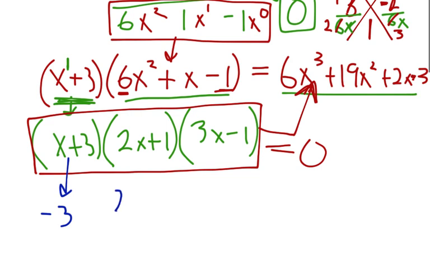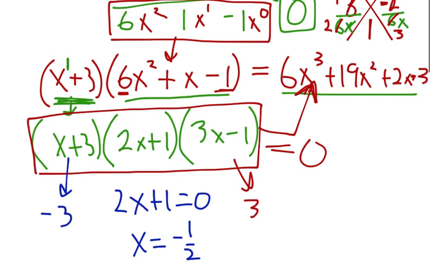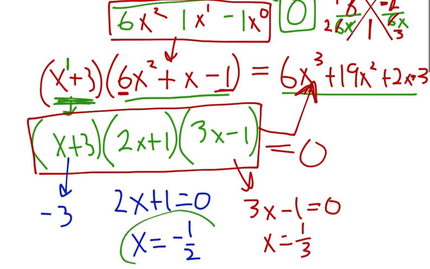Okay, now I set 2x plus 1 equal to 0, and that's going to give me x equals negative 1/2. And then I set 3x minus 1 equal to 0, and that's going to give me x equals 1/3. So my remaining zeros are negative 1/2 and positive 1/3.